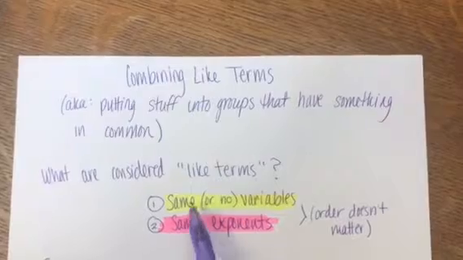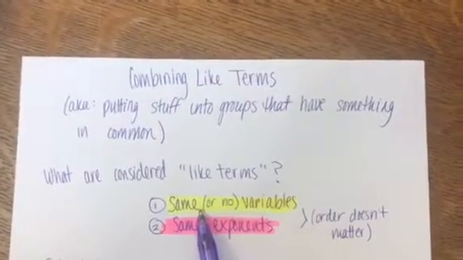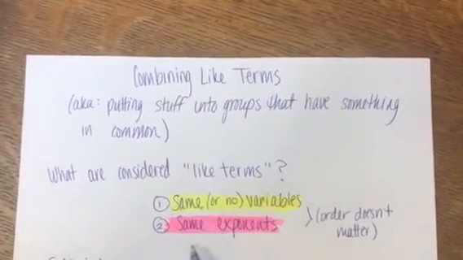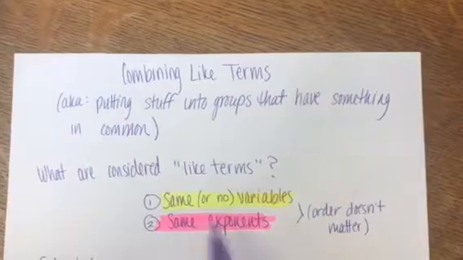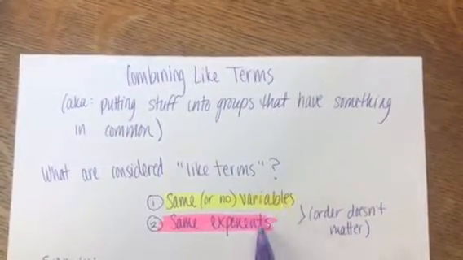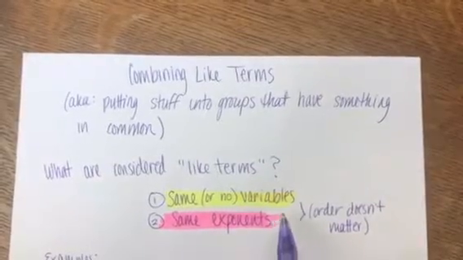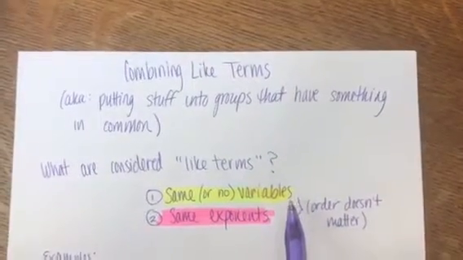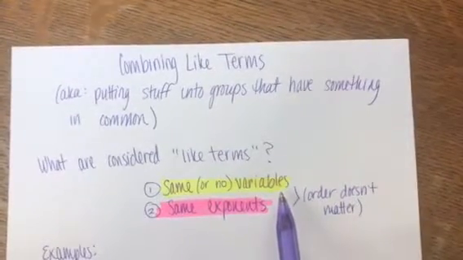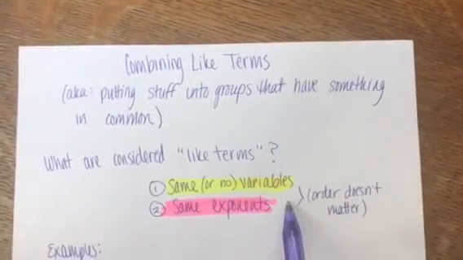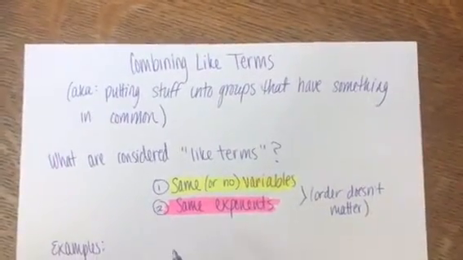There's two things to look at. Either the terms have the same variables or no variables, or they might have the same exponents. And when you are looking at the variables, the order doesn't really matter if you have an xy or a yx. They mean the same thing because multiplication is commutative and x times y is the same as y times x. Hopefully this will become a little clearer as we work through some examples.